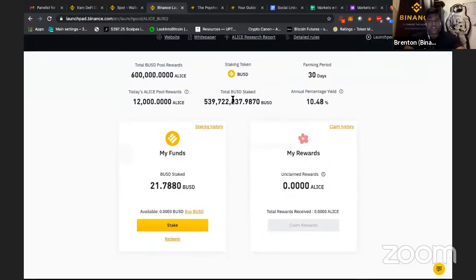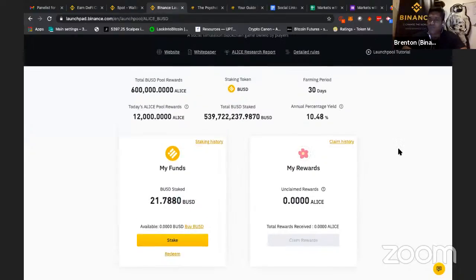You can see that you're definitely not alone, because at present, including my $21, there's currently $539 million. So $500 million locked up or staked in this pool. Makes my $21 seem rather insignificant. But that's the beautiful thing about crypto: if someone puts $100 million in, they earn 10.48%. My $21 earns the exact same thing.